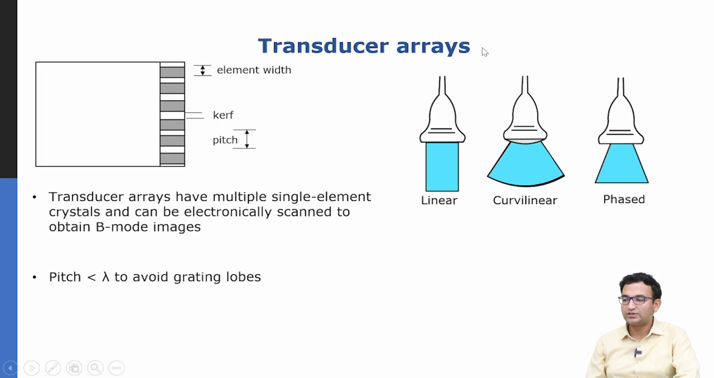We discussed transducer arrays, linear, curvilinear and phased arrays, and we discussed how they have rectangular elements spaced by some insulating material, and we discussed what element width, kerf and pitch of a transducer are. Now, these transducer elements can be electronically scanned to obtain B mode images, and for linear arrays the pitch should be less than lambda to avoid grating lobes. Now, remember that this is true for linear arrays.